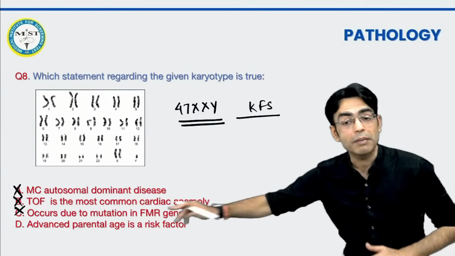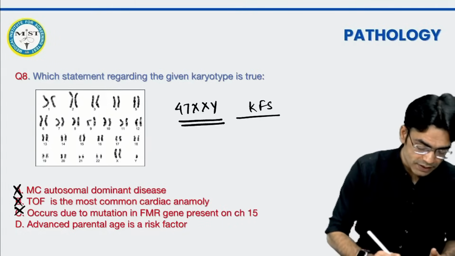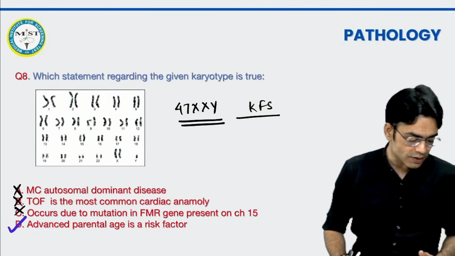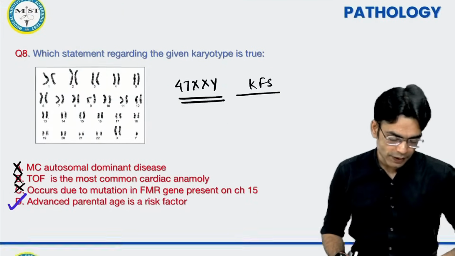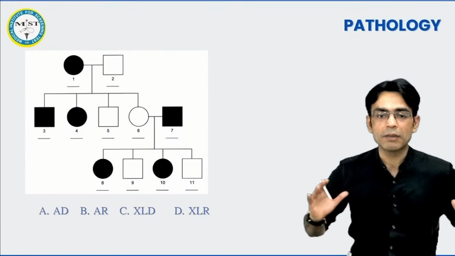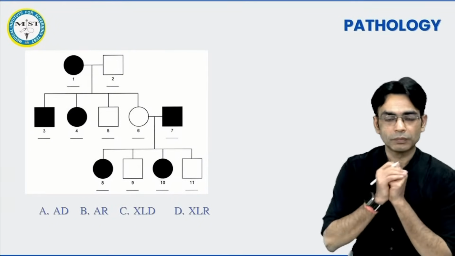Here I have written parental, not paternal. So what is the correct answer for this question? The correct answer is D. Okay? Very good. Let's move ahead. This is the final pedigree. Answer it quickly.